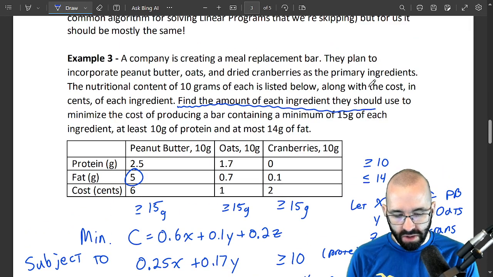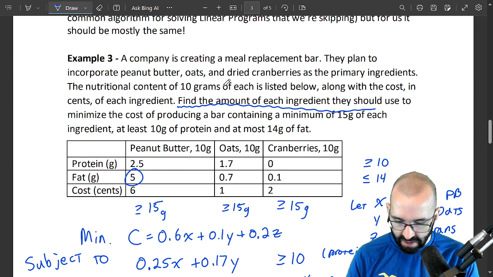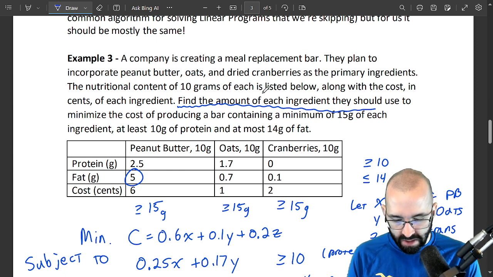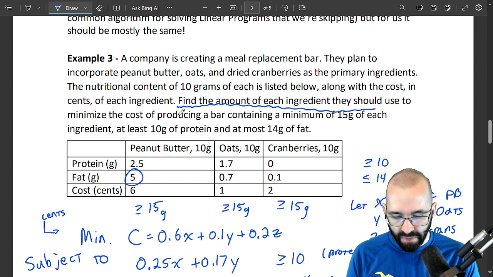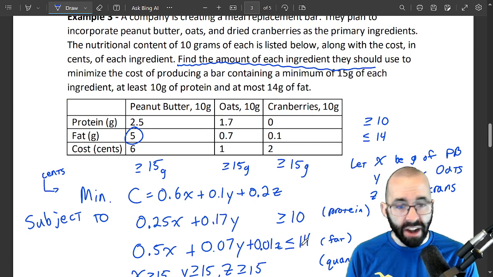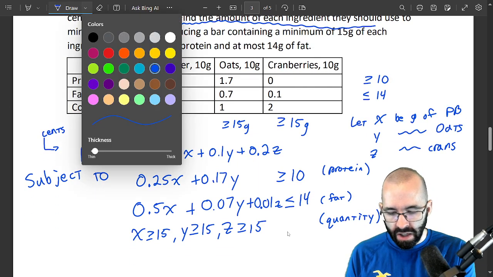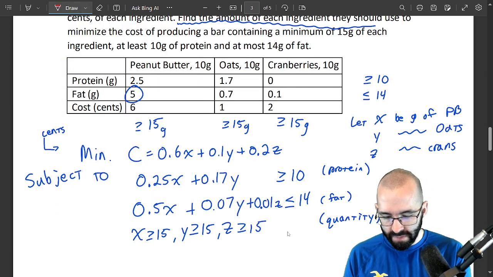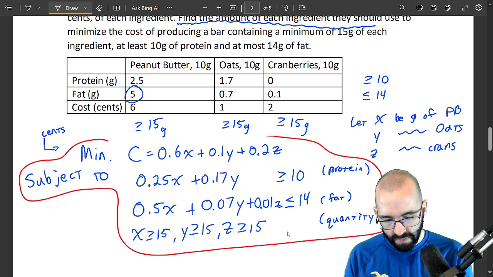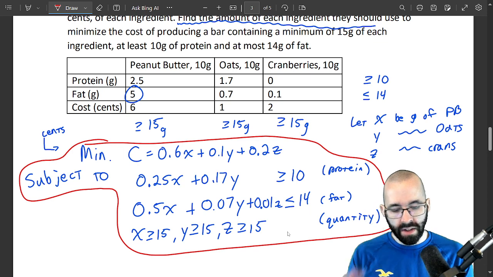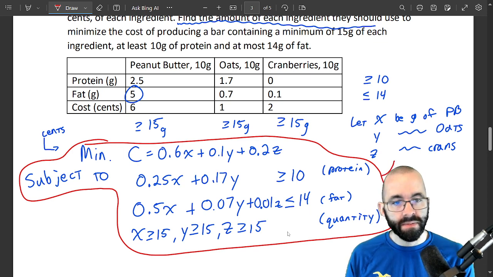All right, nutritional, cost, in cents. Great. I'm going to remind myself that this is cents because I know I'm going to forget. Cost of producing a bar, a minimum of 15 grams of each ingredient, at least 10 protein, at most 14 fat. Yeah, I think we got that. Great. So this is our linear program. Okay. Where again, these are what our variables are.